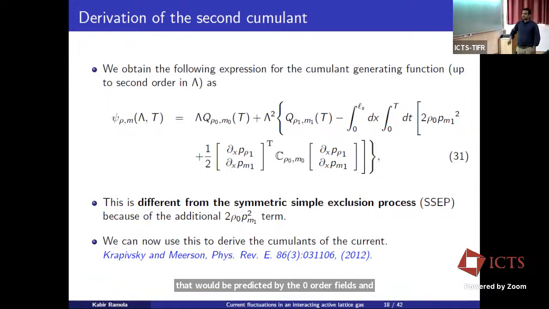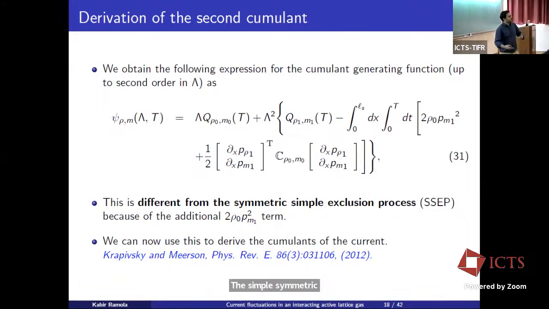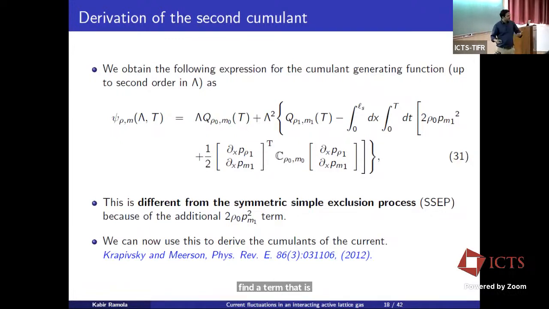This is slightly different from the simple symmetric exclusion process. If you follow the same machinery for the simple symmetric exclusion process, you end up with just this term. Of course, this is a matrix equation. It has couplings between the different density and P fields. So this just gets generalized to a 2x2 coupling. But in addition to this, we find a very interesting term, given right at the end here. We find a term that is exclusively P squared that doesn't appear in the simple symmetric exclusion process. Yes, please.